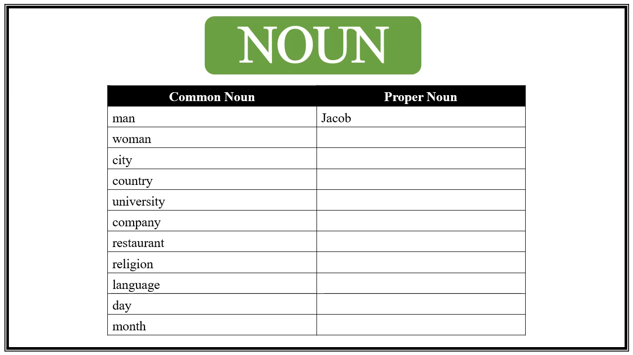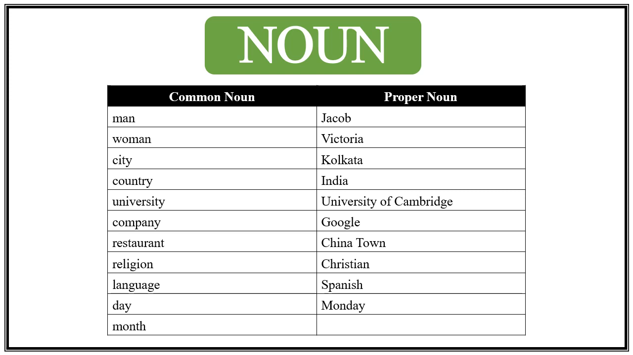Woman, in the same way, could be any woman, but Victoria is the name of an individual, so, a proper noun. In the next 2, city and country are common nouns, but Kolkata and India are the names of one city and country, so proper nouns. Similarly, University of Cambridge, Google, Chinatown, Christian, Spanish are proper nouns, along with the days of the week. Sunday, Monday, Tuesday, Wednesday, Thursday, Friday, Saturday are proper nouns.